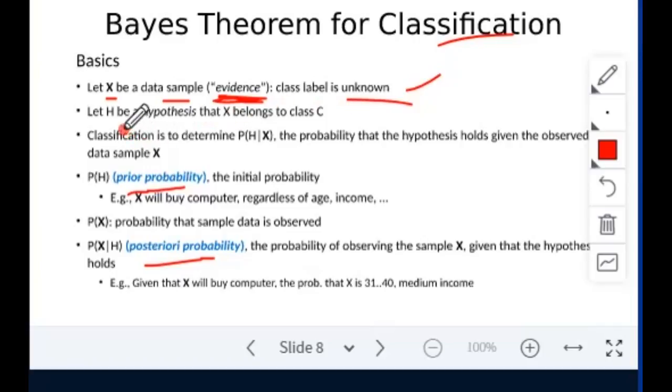Let H be a hypothesis. There is another variable called H, the hypothesis that X belongs to a class C. So H defines the hypothesis. What does hypothesis actually mean? It says that X, the evidence or the data record, belongs to a particular class C. Hope you are understanding. Is it clear?